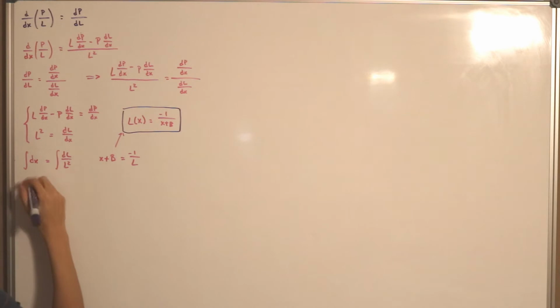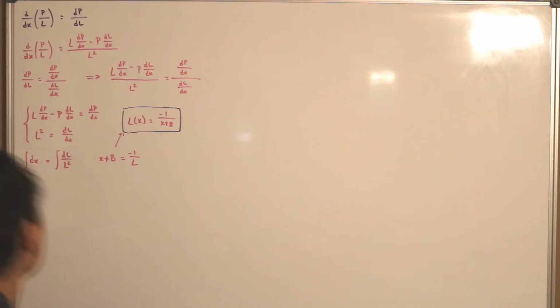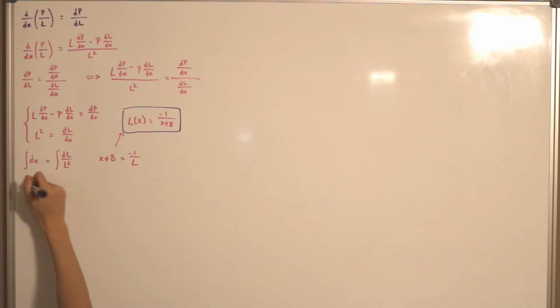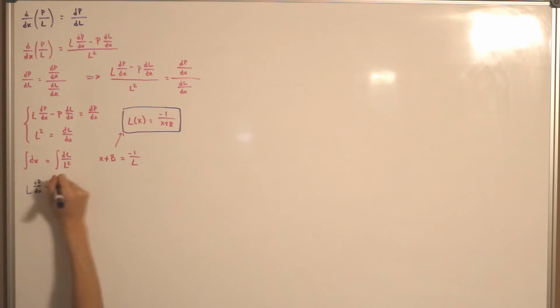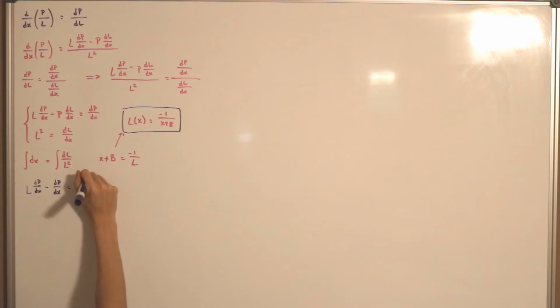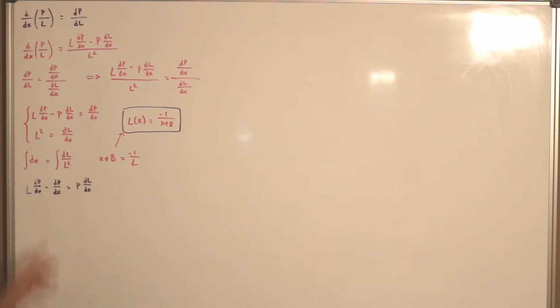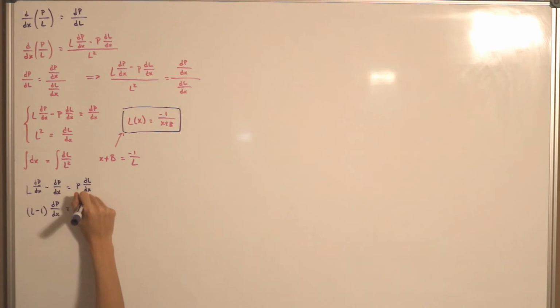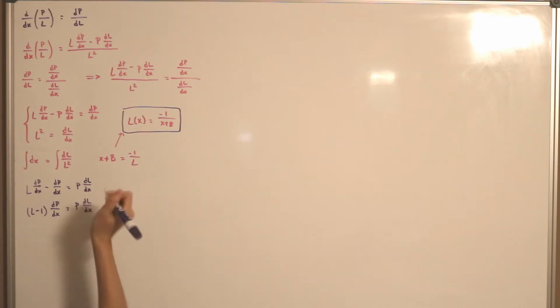So that means we have L dP/dx minus dP/dx, and that's equal to P times dL/dx. And I can factor out dP/dx. So this can be rewritten as parentheses L minus 1 multiplied by dP/dx, equal to P dL/dx. Okay, and now we can do some substitutions.